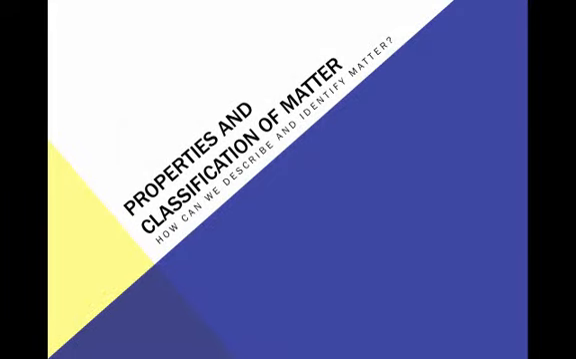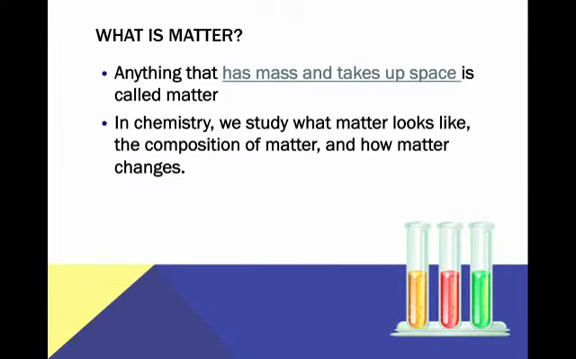Let's quickly go through how we can describe and identify matter. Okay, so we've said before in class that anything that has mass and takes up space is called matter. So when we're thinking about the classroom, just about everything in the classroom is made up of matter. If it's not matter, it's going to be electrical energy or light or heat or some form of energy.